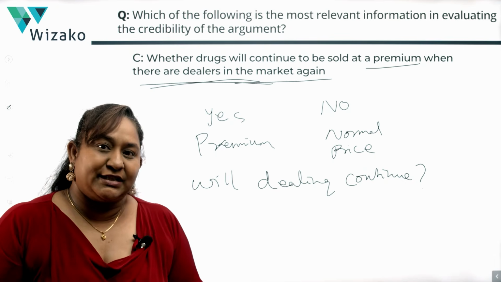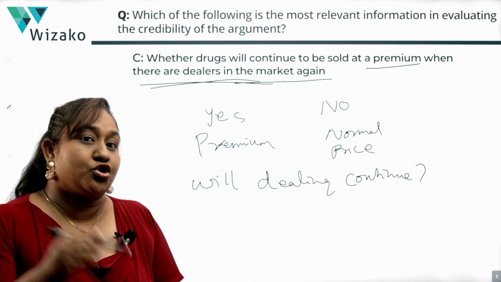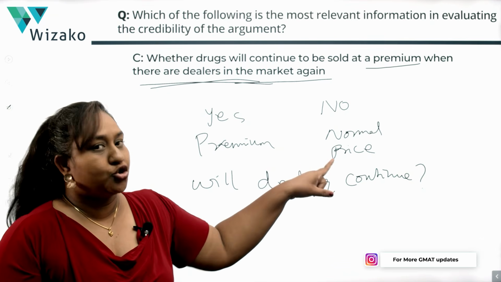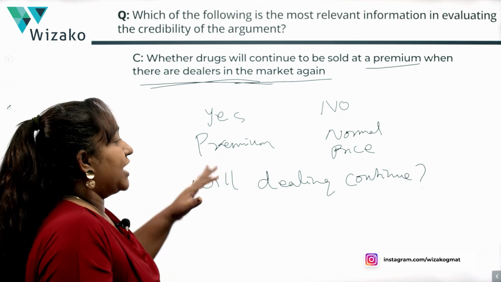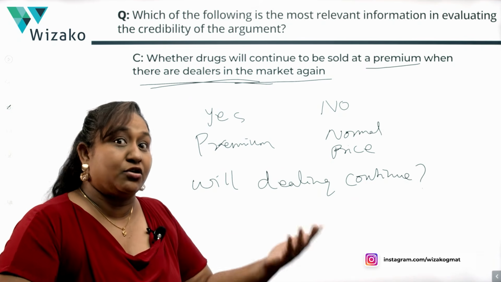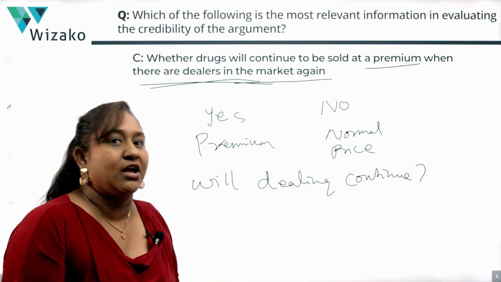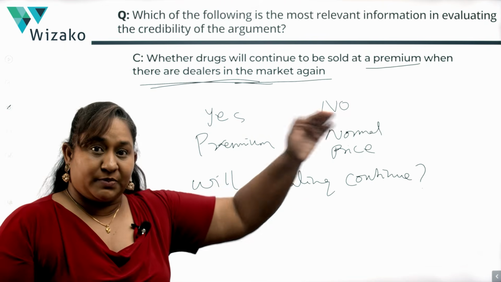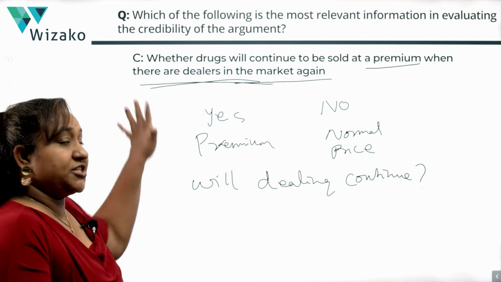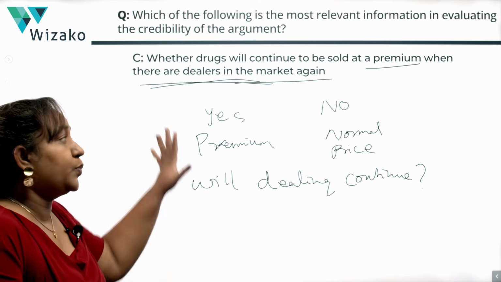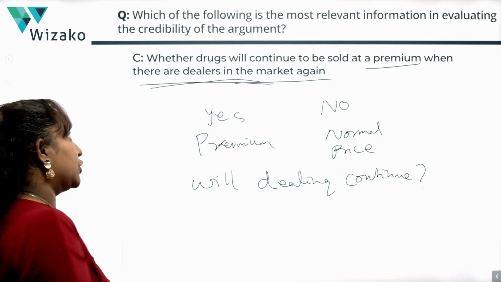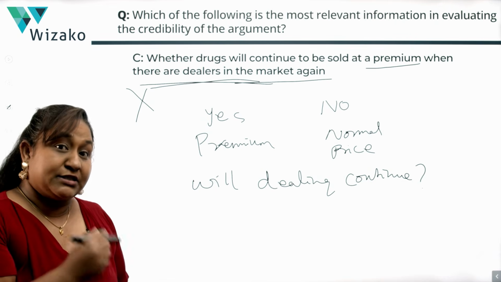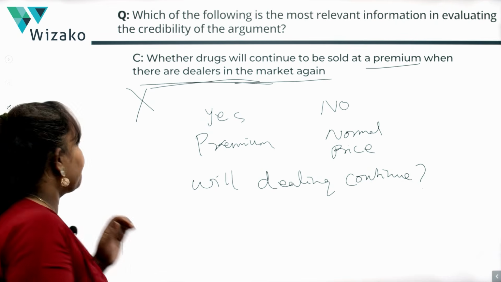You're not evaluating the argument, or at least the evaluation is not going to be based on the price of the drugs once it is sold by these new dealers, right? So you need to ask, will there be new dealers or something along those lines of evaluating the conclusion, rather than talking about once the conclusion has been validated, what will be the price of the drugs. So this is post validation of the conclusion, post establishing the credibility of the conclusion, not part of the process of establishing the conclusion. And so I'm going to eliminate C as well.